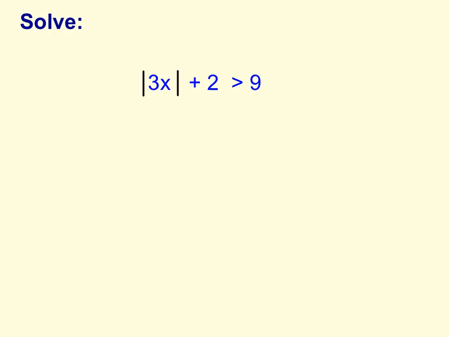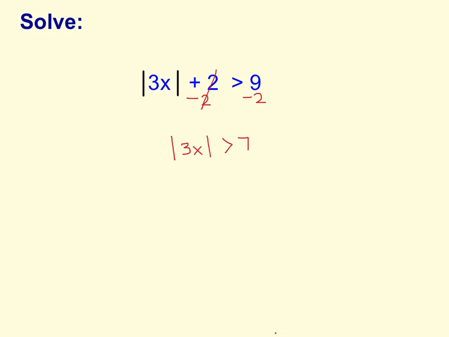All right, last one. I wanted to show you guys one in case you see one like this. You notice that plus 2, it's not inside the absolute value bars with the 3x, it's just off on the end. Before you do any solving, you do want to take care of that. We want to get that positive 2 over to the other side. So we'll go ahead and subtract 2 from both sides. So we have the absolute value of 3x is greater than 7.